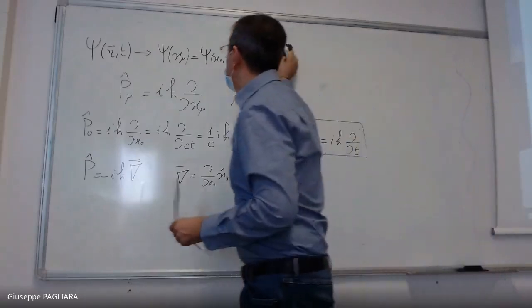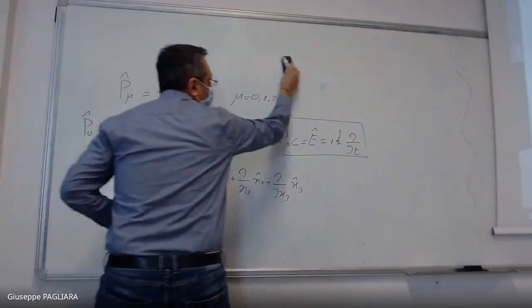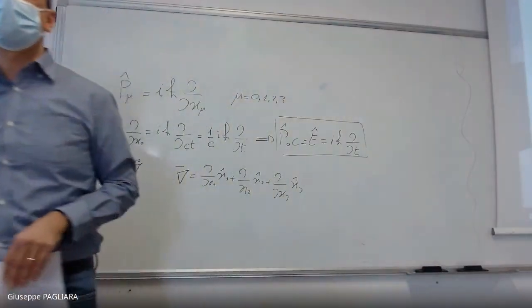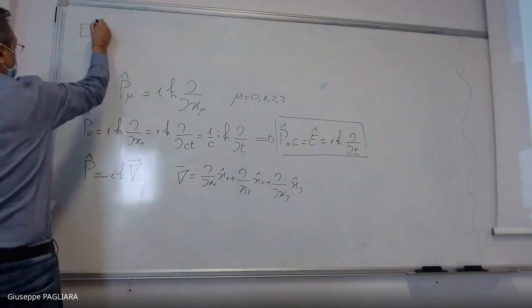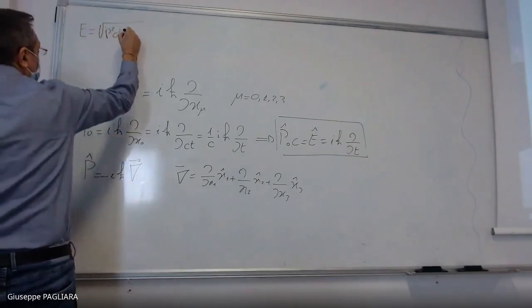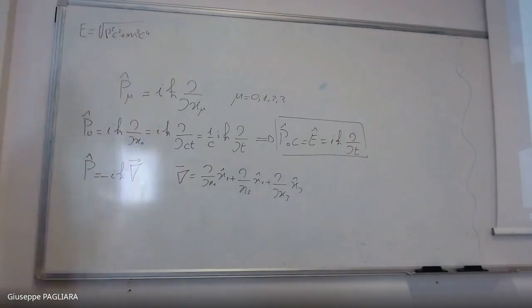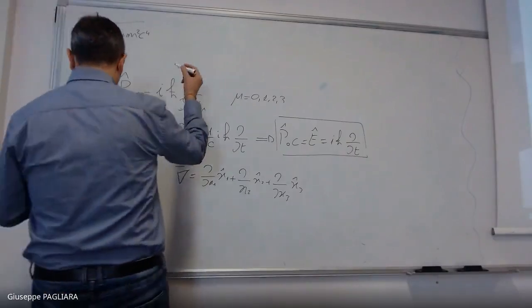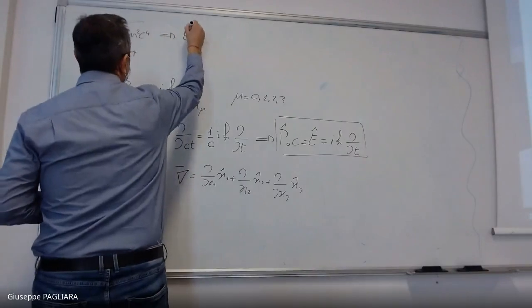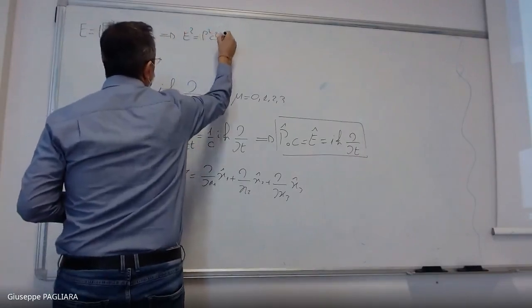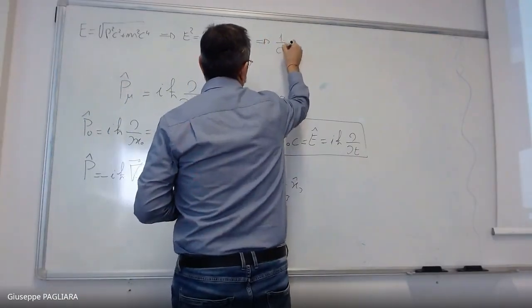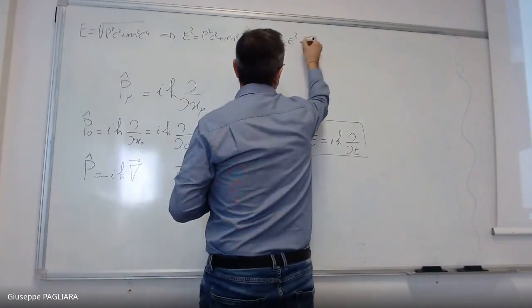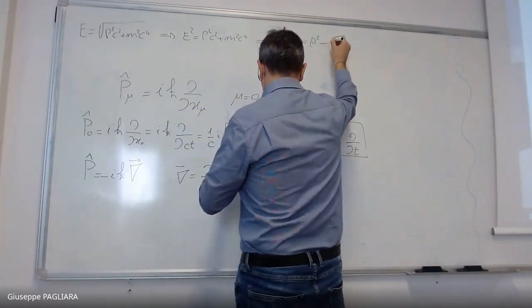Now, the idea of Klein and Gordon to make a Lorentz invariant equation of motion was to start from the relativistic energy-momentum relation that you know very well. So we start from E squared is equal to p squared c squared plus m squared c to the fourth. Let's manipulate this a little bit. We divide by c to the fourth, wait, by c squared: 1 over c squared E squared is equal to p squared plus m squared c squared.